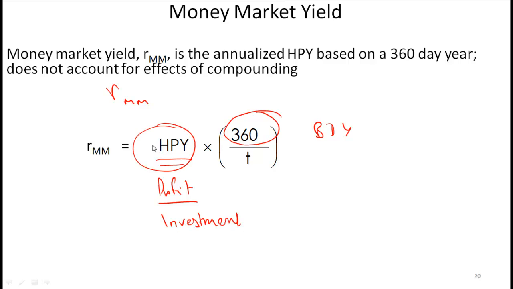So in that regard, the money market yield is better than the bank discount yield. But the other two flaws that we talked about when we were discussing bank discount yield, 360 days rather than 365, and simple interest rather than compound interest, those still remain with the money market yield.